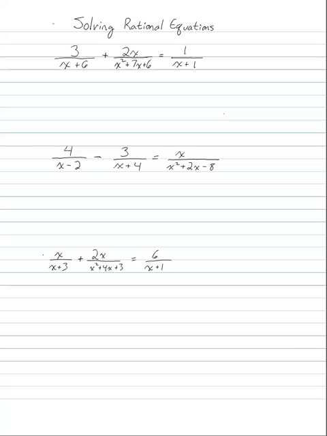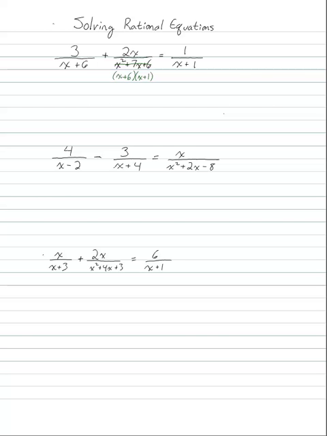So 3 over x plus 6, plus 2x over x squared plus 7x plus 6, equals 1 over x plus 1. The only part I can factor is that x squared plus 7x plus 6. So I'm just going to factor that in place. No sense in rewriting it this time. I factored x squared plus 7x plus 6, and I got x plus 6, x plus 1. Now I'm going to do what I did when I was adding these fractions. I'm going to see if I can write it with the common denominator.